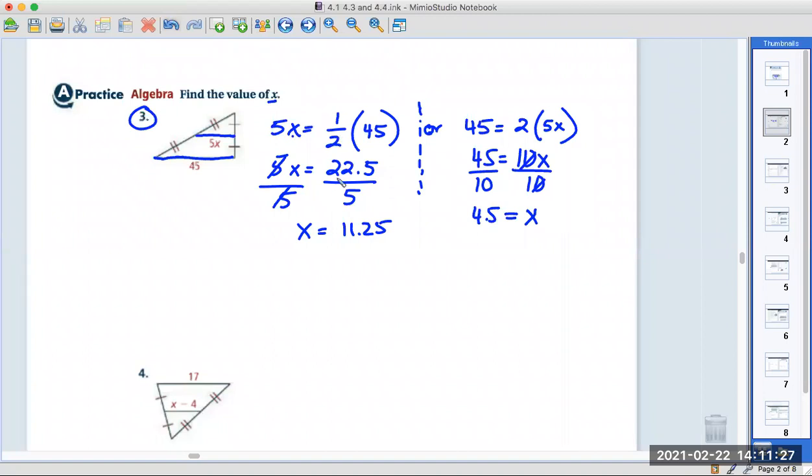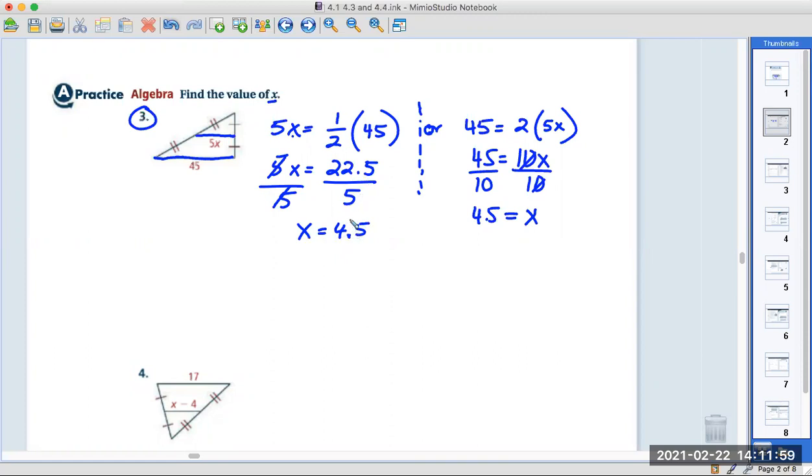Half of 45 is 22. Oh, that's weird. Oh. Do you see what I see? I made a mistake here. 22.5 divided by 5 is certainly not 11.25. I divided it by 2. So that would make it 4. 5 goes into 22 4 times. And then 2.5 divided by 5 is 0.5, so x is 4.5.